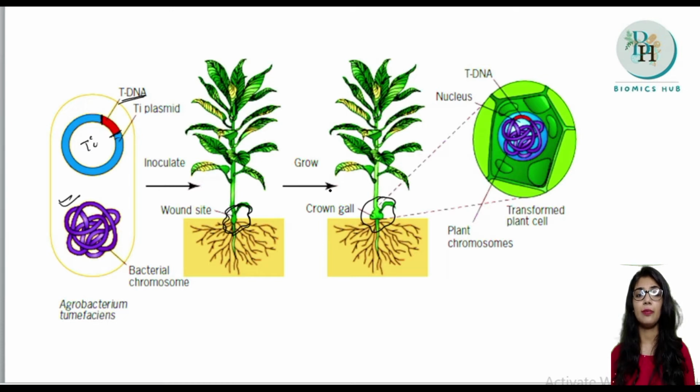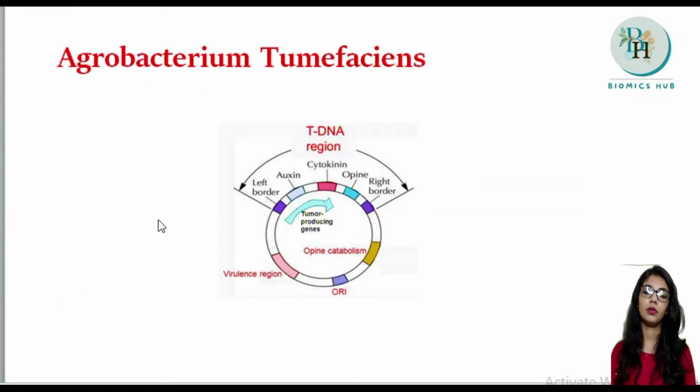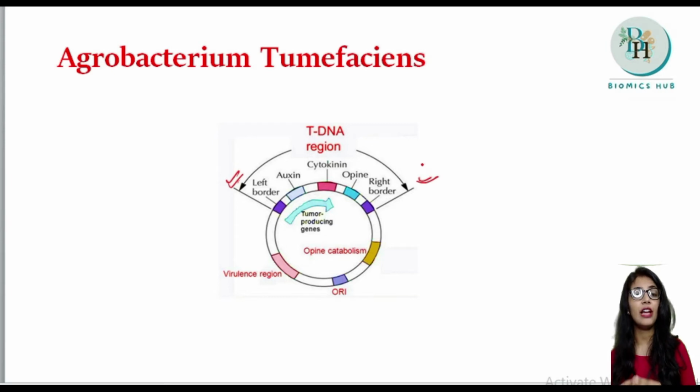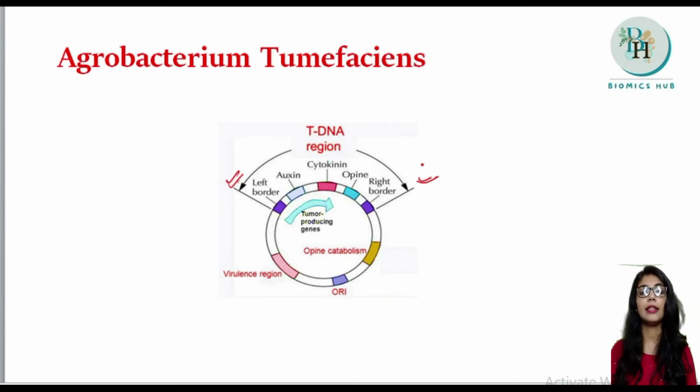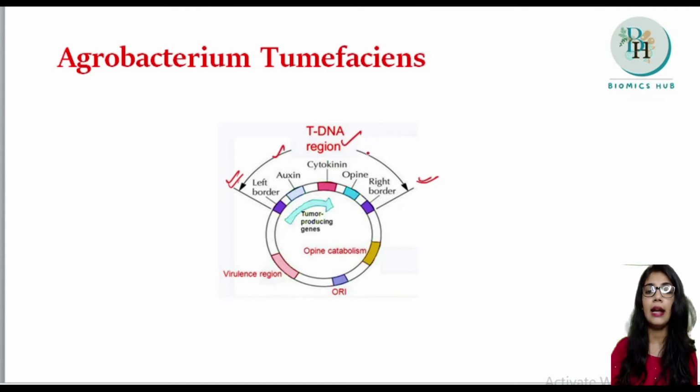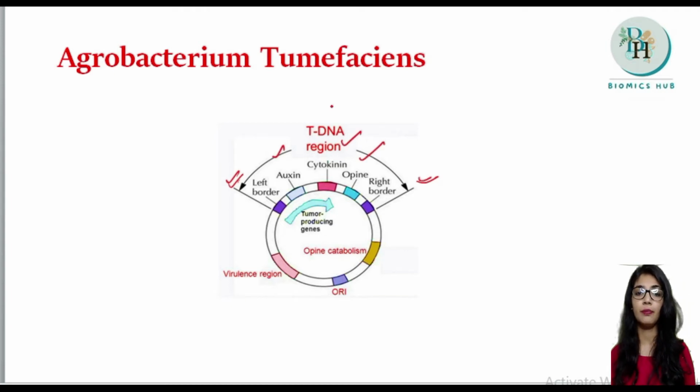Now let us see what is present in this Ti plasmid. This whole region is the Ti plasmid. Here there are borders present, a left border and a right border. Inside the left and right borders there are some phytohormones, which are also present in plants and are responsible for cell division. They are auxin, cytokinin and opine. These are the three types of phytohormones present in this tDNA, and this tDNA is transported inside the plant and is responsible for causing the disease.